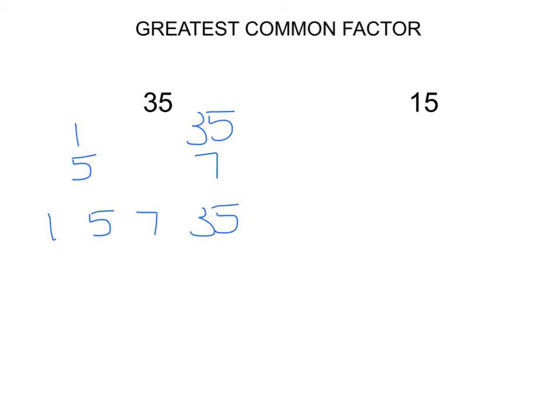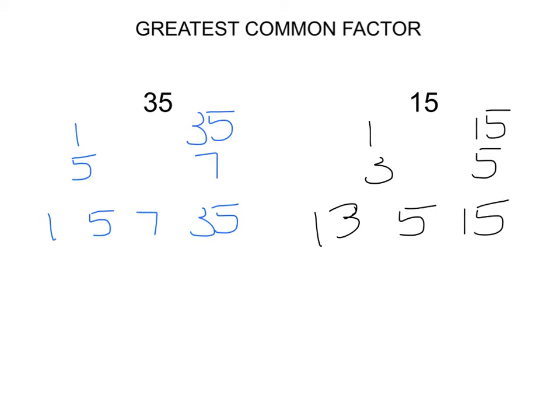For 15, the numbers 1 and 15 will multiply to make 15. We also know that 2 can't go in there, but 3 can. So 3 times 5 will make 15. And no other numbers are going to multiply to make 15. So the factors of 15 are going to be 1, 3, 5, and 15.